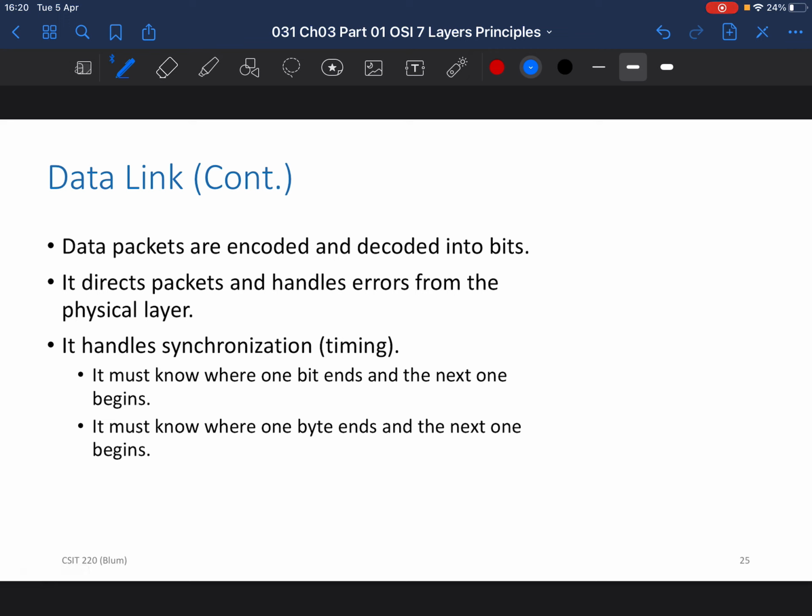So data link layer: data packets are encoded and decoded into bits. It directs packets and handles errors from the physical layer. It handles synchronization, also known as timing. Timing is related to synchronization. It must know where one bit ends and the next one begins, and where one byte ends and the next one begins. So you have bits and you have bytes. We will see the difference between bit and byte.